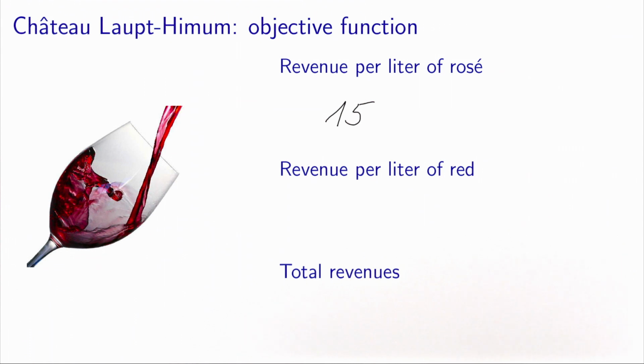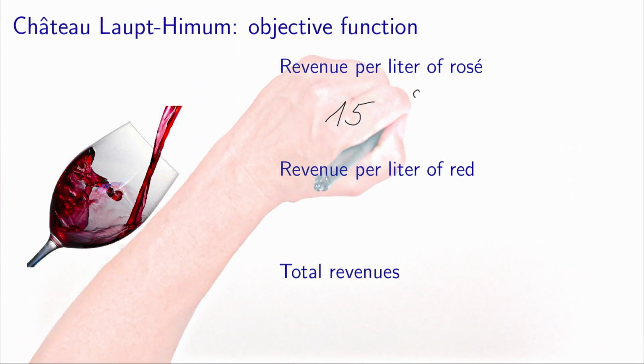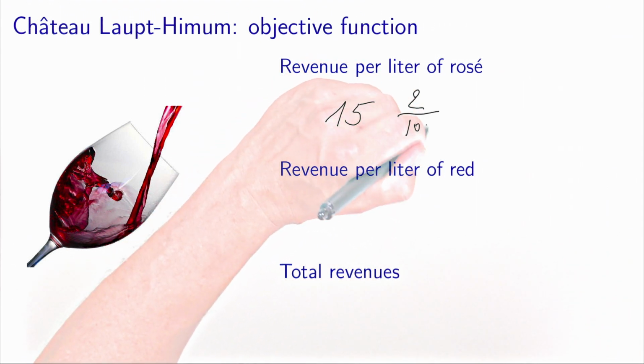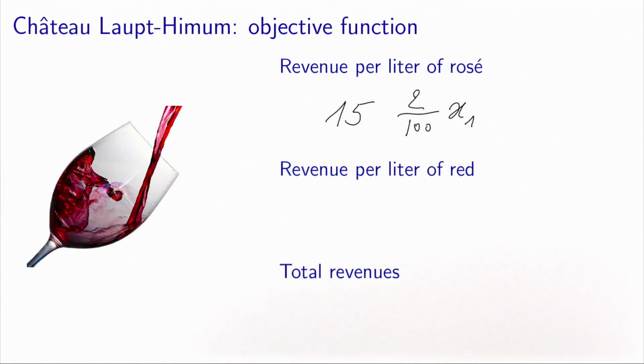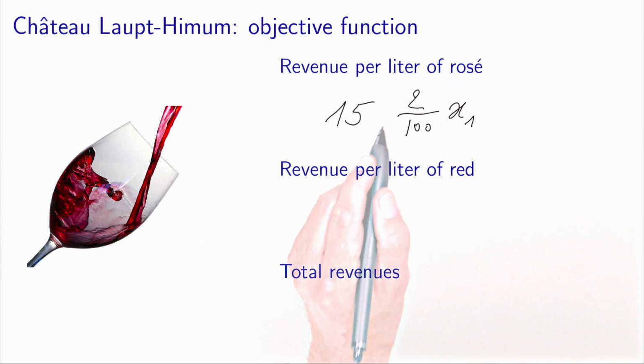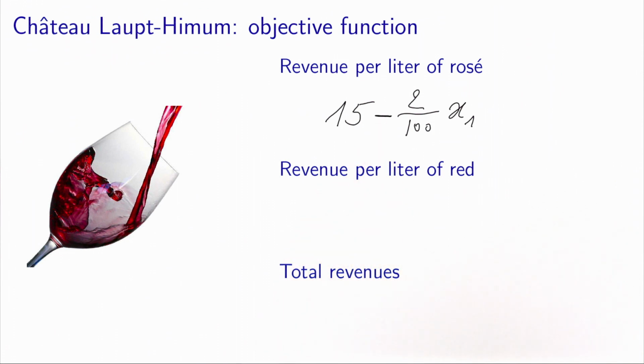But there is a rebate. The rebate is 2% for each liter that we produce. And we produce x1 liters of rosé. And it's a rebate, so the unit price, or the unit revenue that we generate per liter of rosé, is 15 minus the rebate, which is 2% of x1.